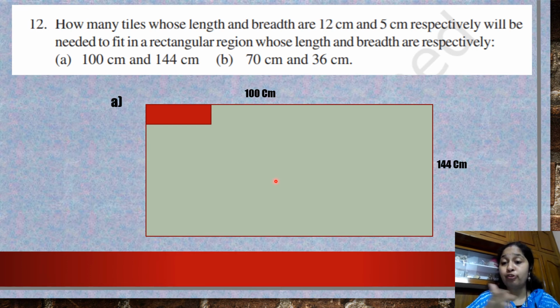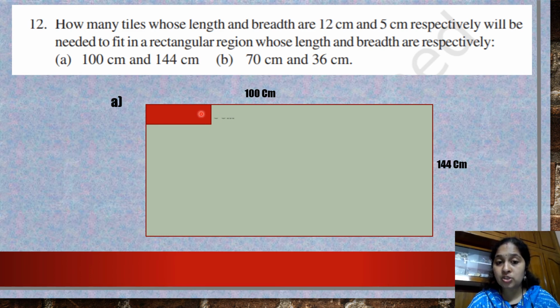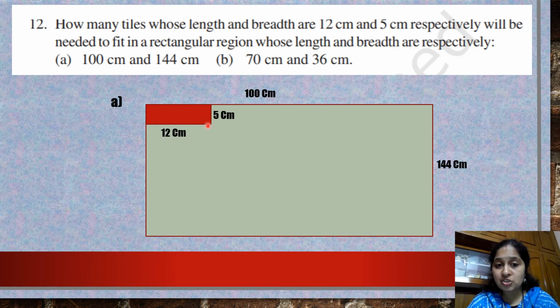Can you imagine your floor and tiles are placed on your floor, or your walls in the kitchen or in the washrooms? We have tiles placed on the walls. And if you talk about a rectangular region, whether it's in the floor or a wall, the tiles are placed. So just imagine this is a wall and this is one tile, which is a 12 centimeters and 5 centimeters tile. So such tiles are placed all over this floor or rectangular region. So how many tiles are needed for that?